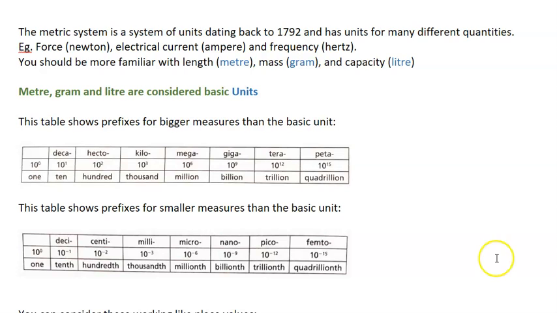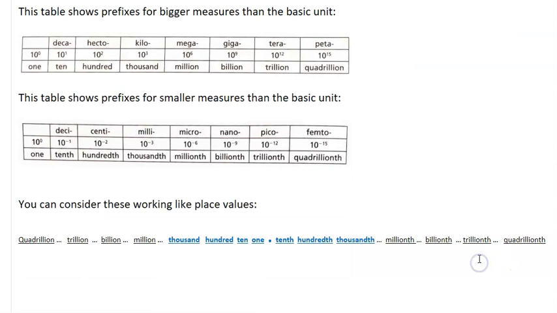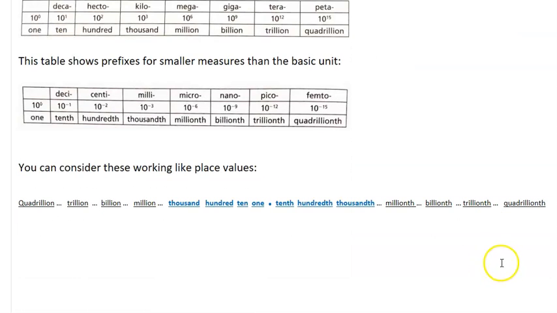You can also consider these working similar to place values. So I've got those most commonly used ones in the middle in blue, and outside of that, of course, there's a few place values missing, which is why I've got those dots, but you've got then the million, billion, trillion, quadrillion intervals. The same thing going into the decimal places. So you can think of it working like place values, starting with your ones and working outwards like that.